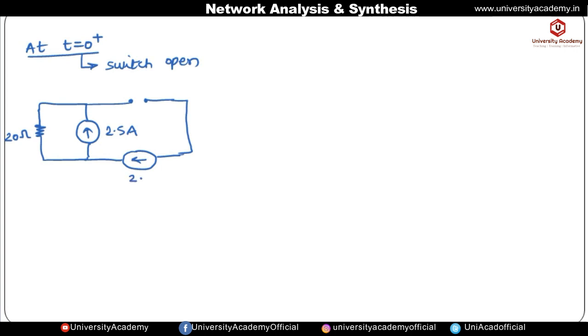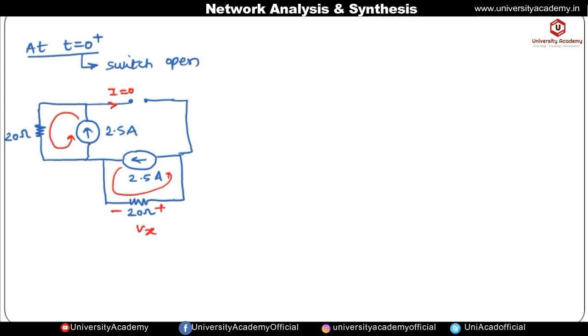So the value of this current source is 2.5 ampere, and this is connected in parallel with the resistance, and the value of this resistance is 20 ohm, and the voltage is given. This is plus and minus v of x. This is already given in the question. Now as this path is open, no current will flow, so this 2.5 ampere will flow in this path.